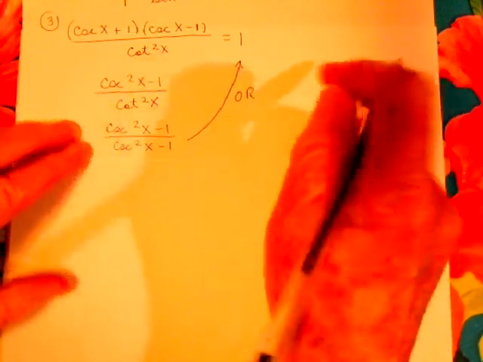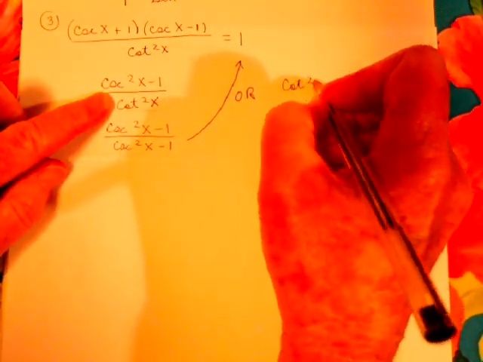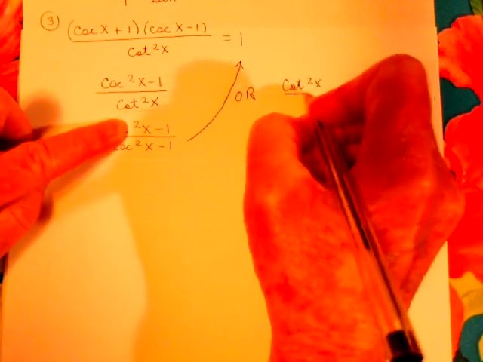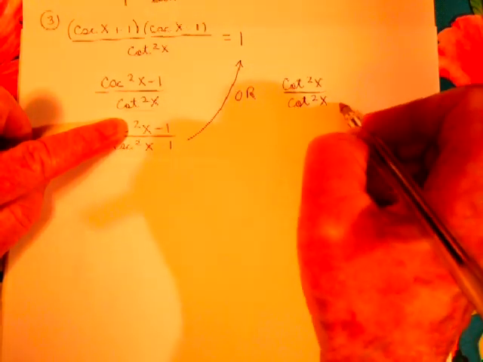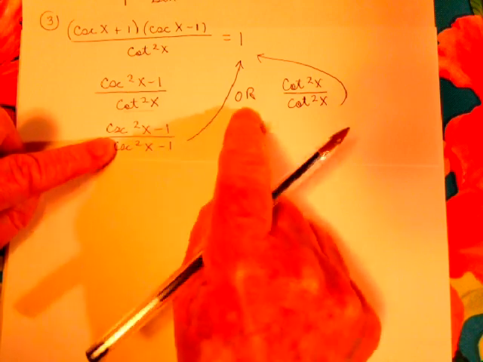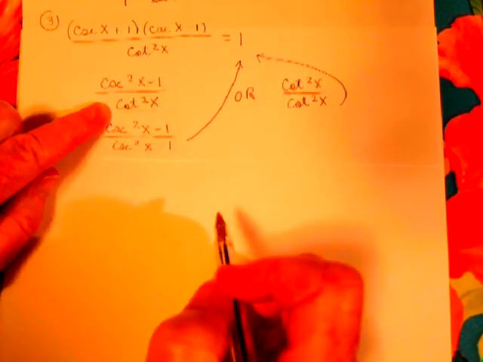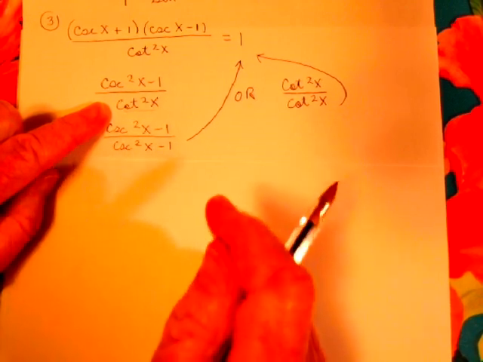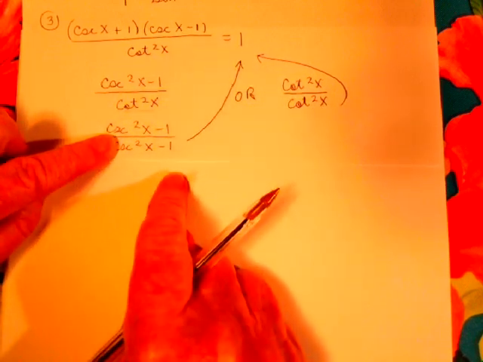Or I could have said cosecant squared of x minus 1 is cotangent squared of x, and I could have left the cotangent squared of x in the denominator. I could have gone from here to here, or I could have gone from here to here. Either way works. When I'm hand grading these, I'll look at your work. If you do this way, you get full credit. If you do this way, you get full credit.